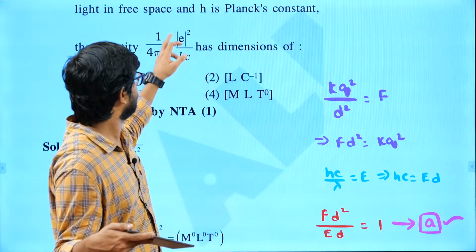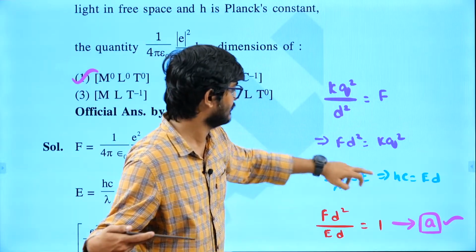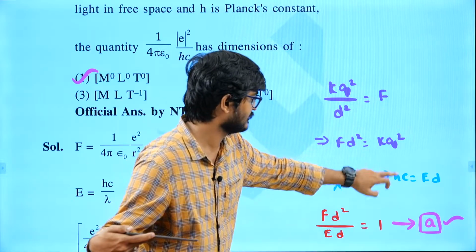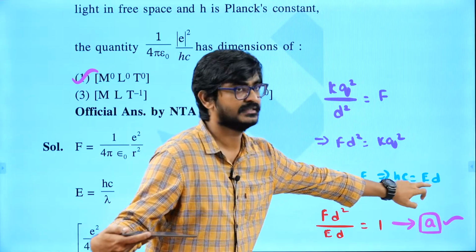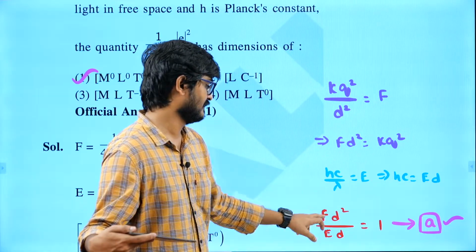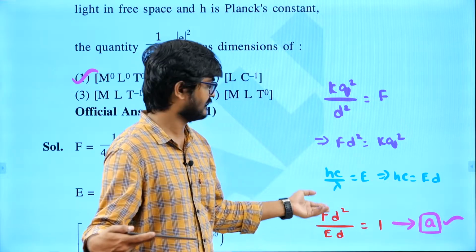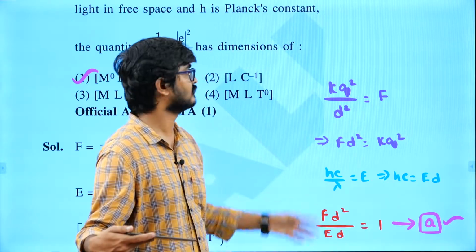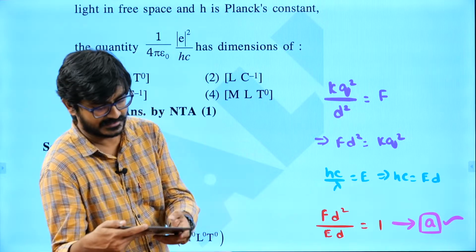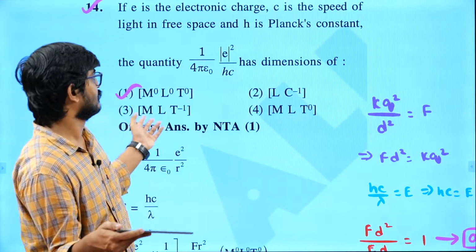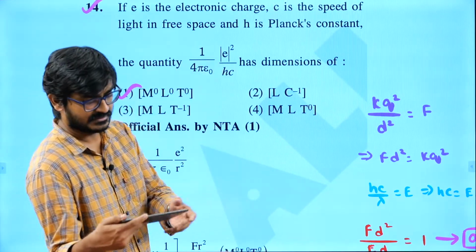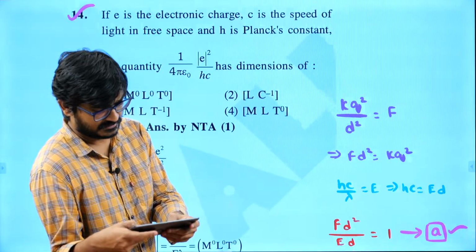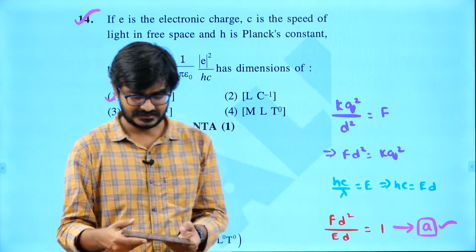So what I need to do is divide kq square and h into c. When I divide kq square and h into c, that is f d square by E into d. Now f into d is energy dimension, so energy into d by energy into d will be having no dimensions. From there you will be getting option 1. Now if you go by the traditional way, that is going to be a little lengthier than this, but you will be getting the right answer.